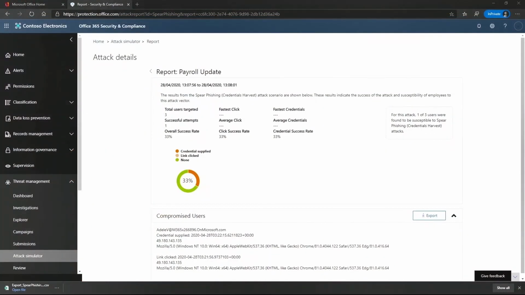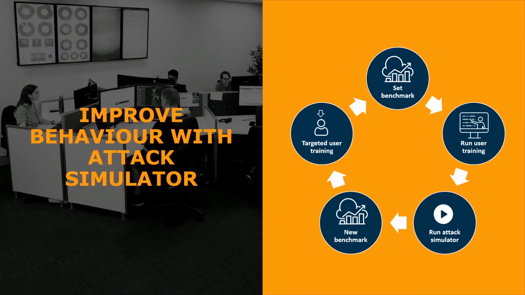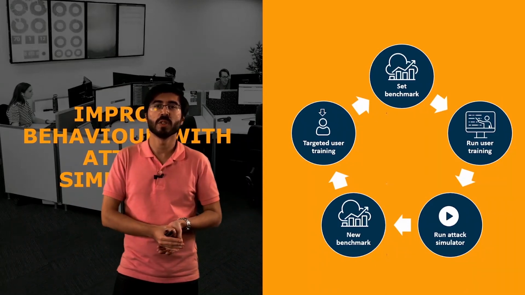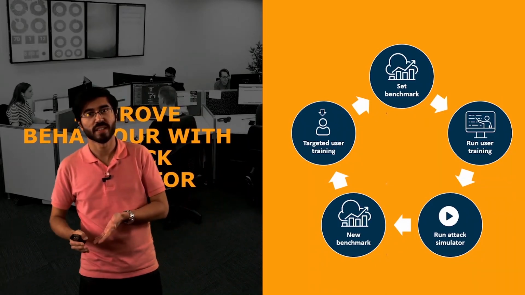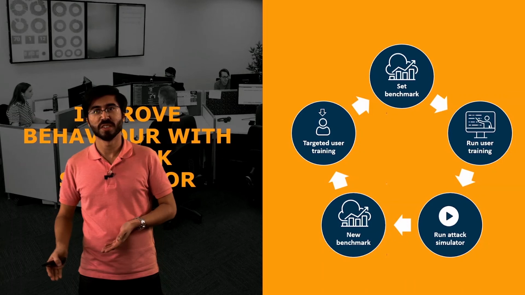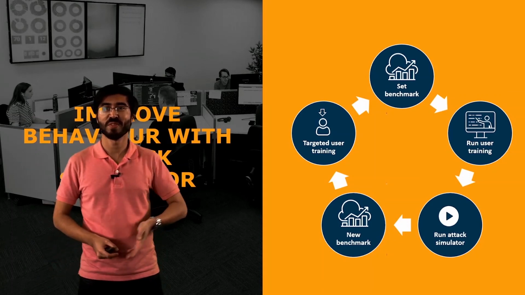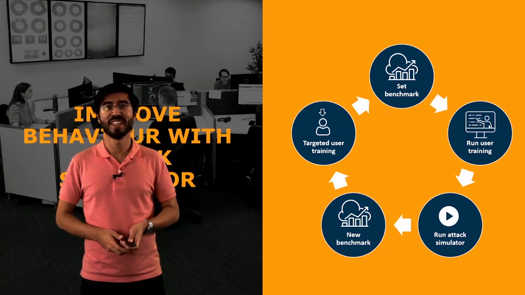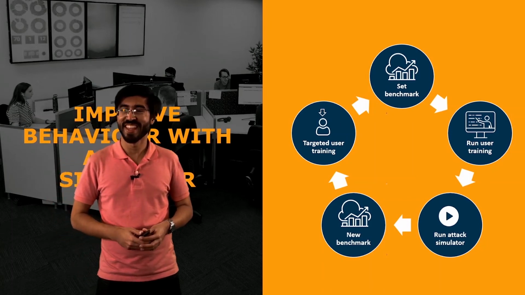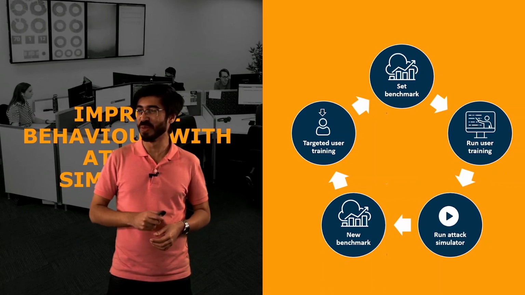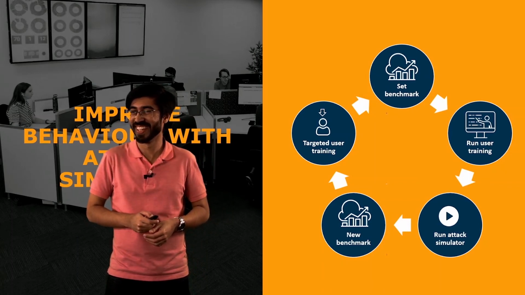And this sort of leads on into improving user behavior. So you have set benchmarks in your organization. There's where you run user training, and then you can run this attack simulator to see how people deal with that. And then if you see certain users have not dealt with it particularly well, you give them another set of training, and a few months down the line, you check them with another one of those, and then the cycle continues, because there are some users who refuse to change their ways.